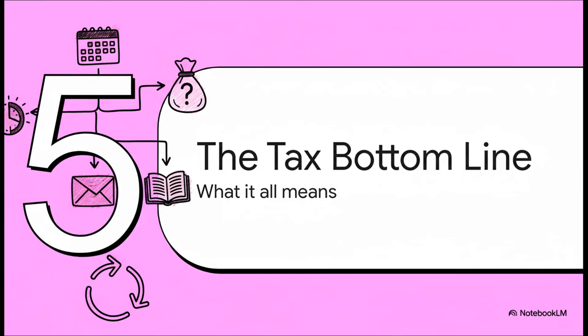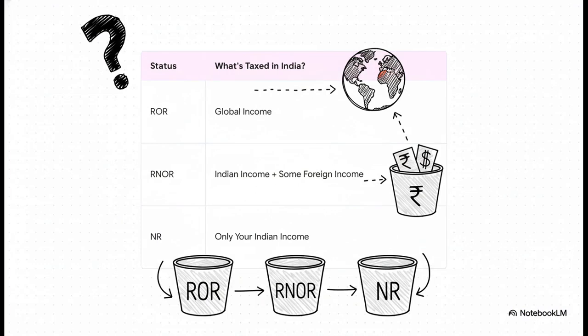Okay, deep breath. We've walked through the whole maze, the day tests, the history tests, and that big income plot twist. So what's the bottom line here? Let's circle all the way back to where we started. Remember this slide from the beginning? I bet it makes a whole lot more sense now. You know exactly what tests lead to being an ROR, an NR, or an RNOR. You now have the tools to figure out exactly which one of these buckets you fall into.